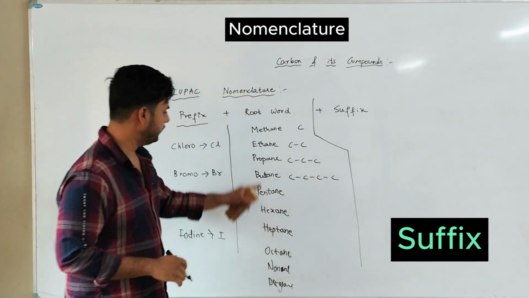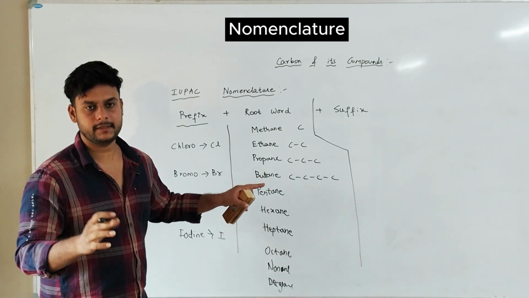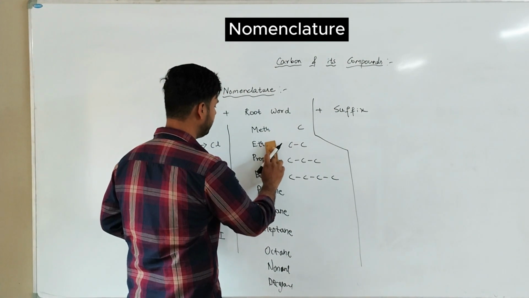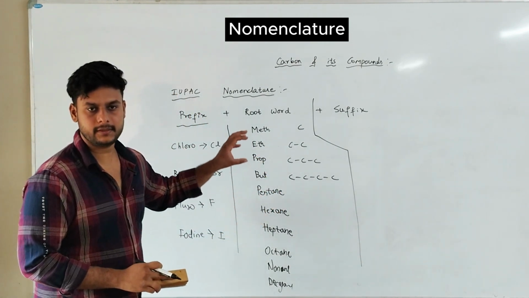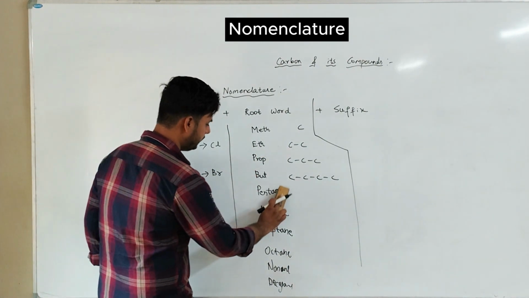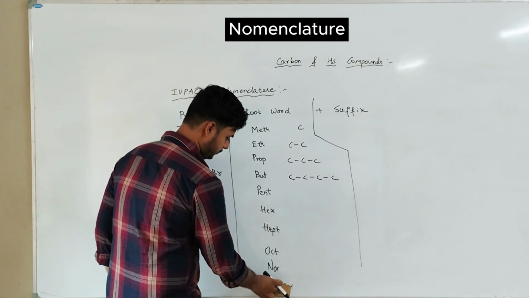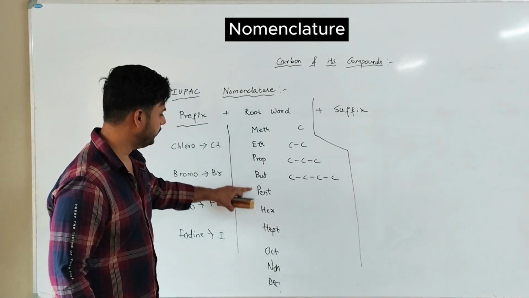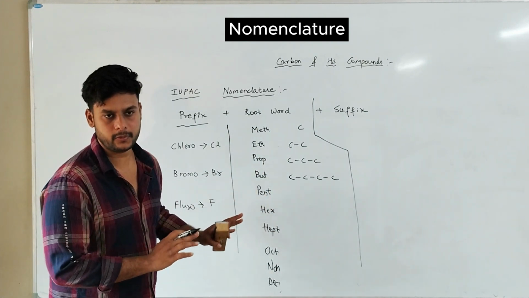In suffix, I have already added one suffix here. The suffix is what here? ANE. I have added ANE because it makes it easy to understand, but ANE is also a suffix. So we should just write the root words like this: we don't write it as methane, it's just meth, eth, prop, but, pent, hex. Why do we write root words? Because we see how many carbon atoms are there, and that many root words.